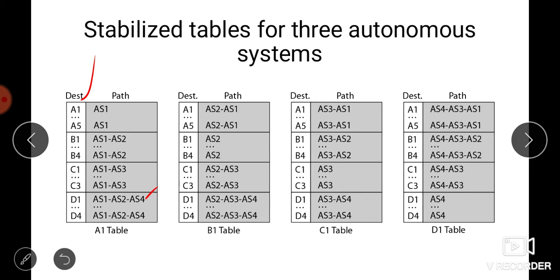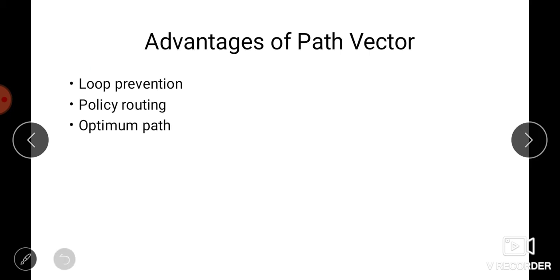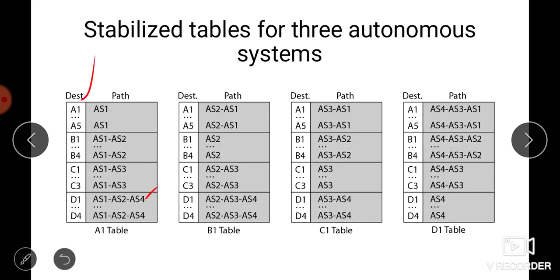So basically we have four advantages of the path vector algorithm. First one is loop prevention. In the distance vector routing algorithm, we studied the two-node instability. Here, when a router receives a message, it checks to see if its autonomous system is in the path list to the destination. If it is there, then looping is involved and the message is ignored. That means if A1 sees its own autonomous system in its path, it will be treated as looping.